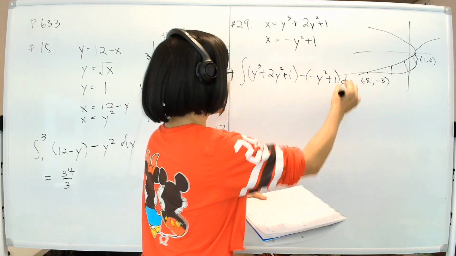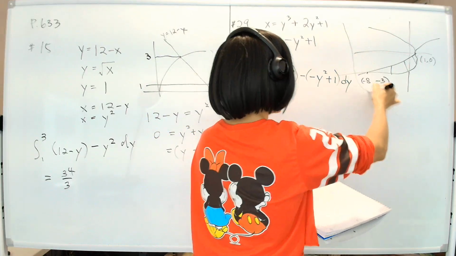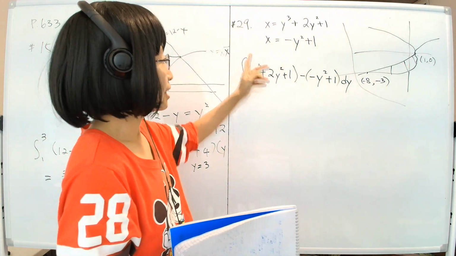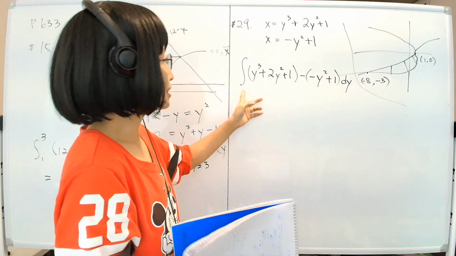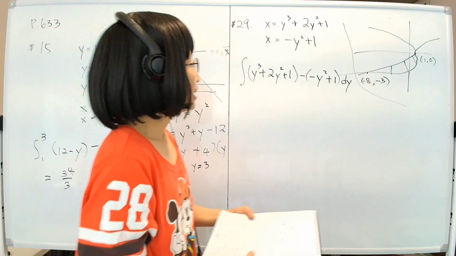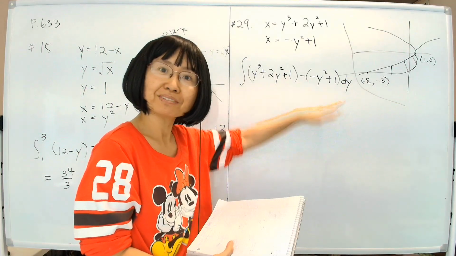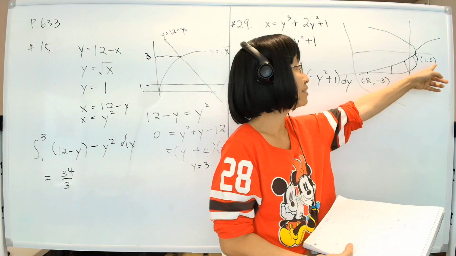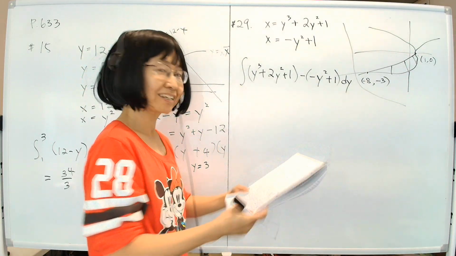Now at this point is where I messed up at first, and I couldn't get the right answer. What are the limits? What I put in is minus 8 to 1, because I wasn't thinking. Well, we're actually integrating from the y-axis, so you have to remember to integrate from minus 3 to 0. Otherwise, you're going to get garbage.